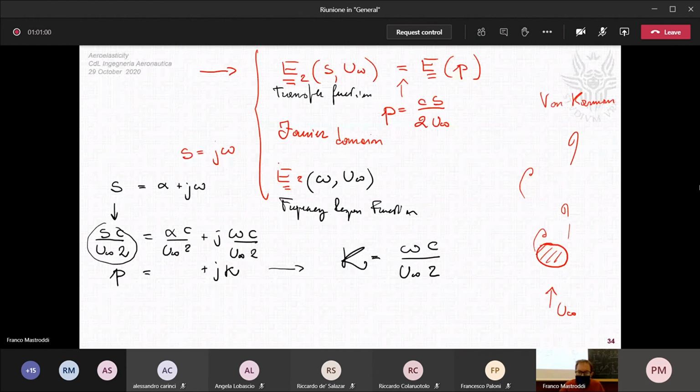However, the last concept is the following. Your frequency response function is in general a function of the frequency omega and of the velocity. But if you introduce the reduced frequency, this frequency response function is a function only of the reduced frequency k. And I stop here.